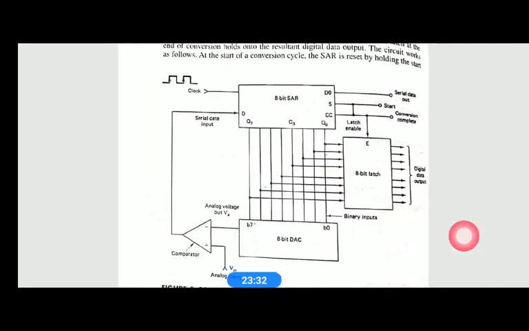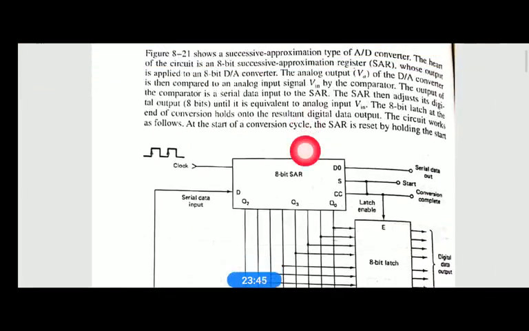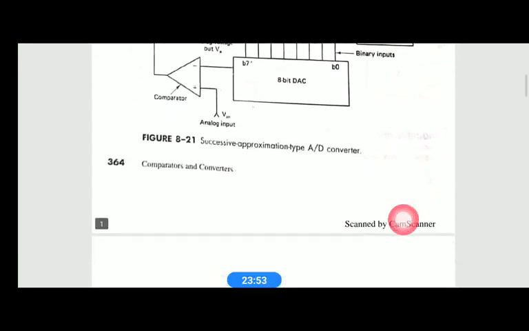This is how the successive approximation analog to digital converter works. If you want to take the output serially, you can take it from D0 here as serial data out. Here we are taking the data out in parallel.